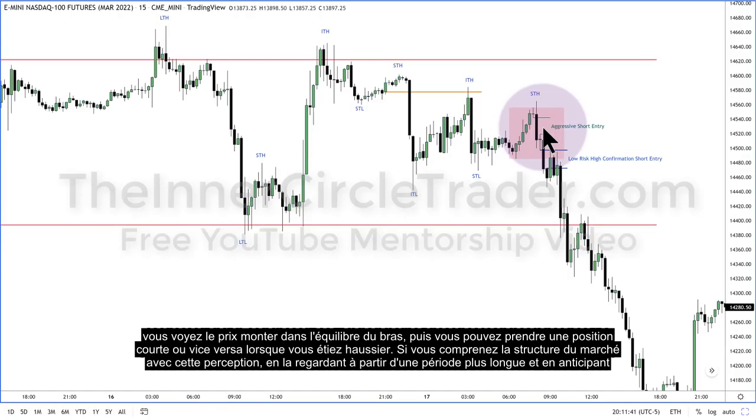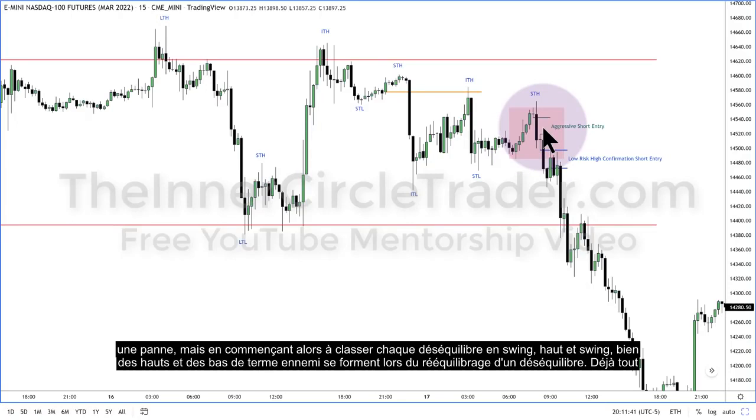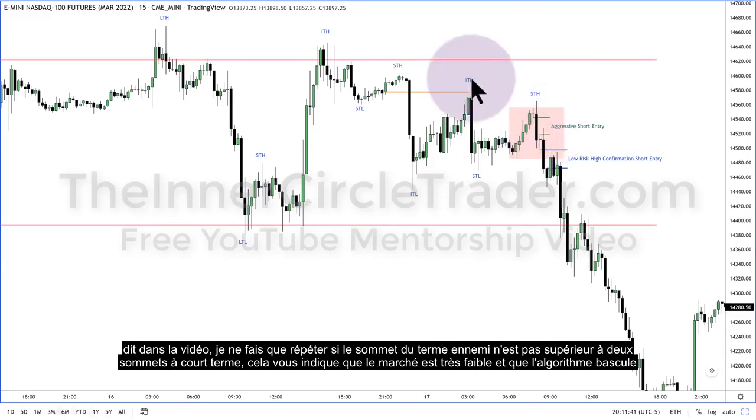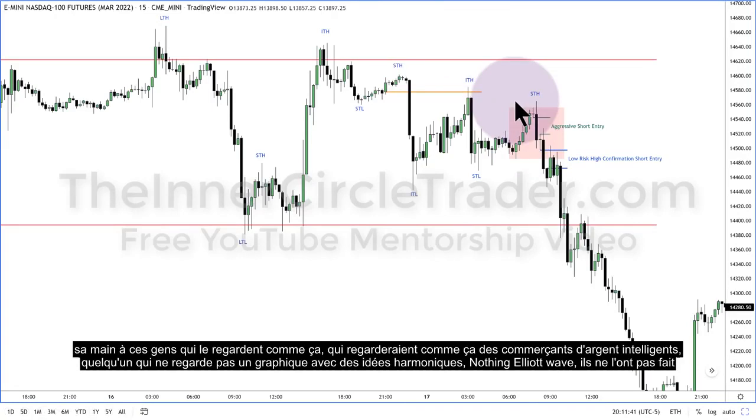If you understand market structure with this perception, looking at it from a higher time frame and anticipating a breakdown, but then starting to classify each imbalance and swing high and swing low, intermediate term highs and lows are formed at the rebalancing of an imbalance. Everything I already said in the video. Okay, I'm just reiterating. If the intermediate term high is not higher than two short-term highs, that is telling you that the market is very weak, and the algorithm is tipping its hand to those people that are looking at it like this.